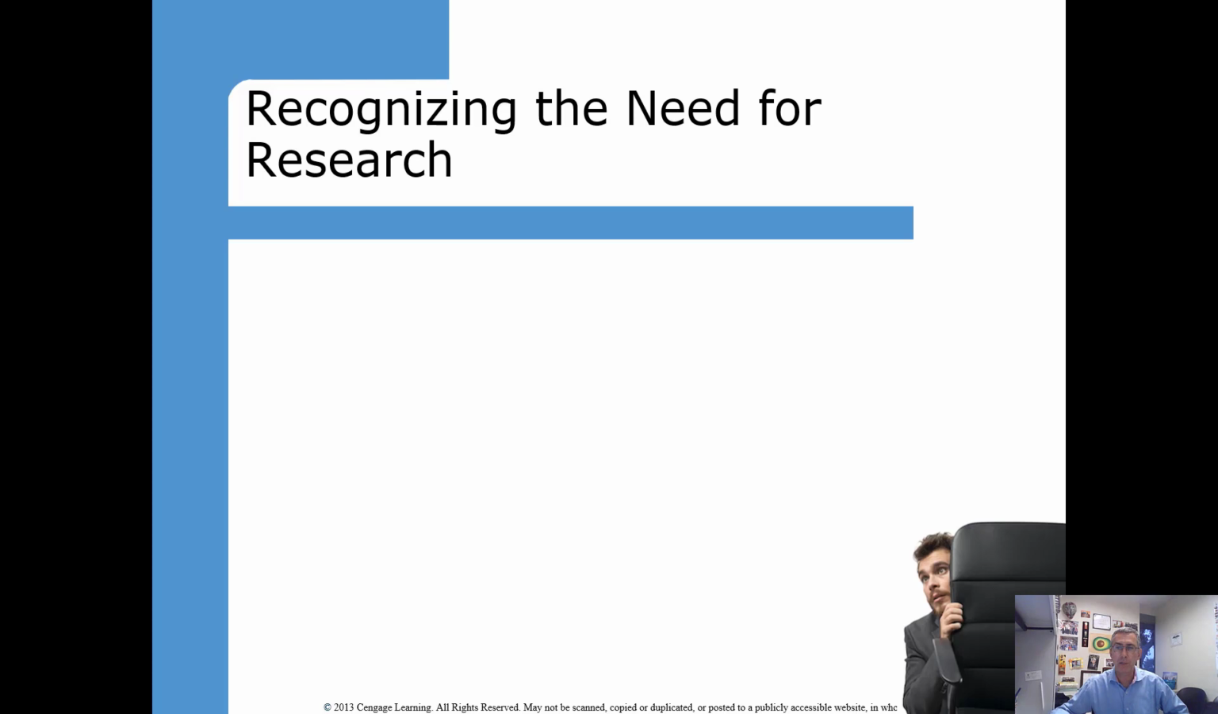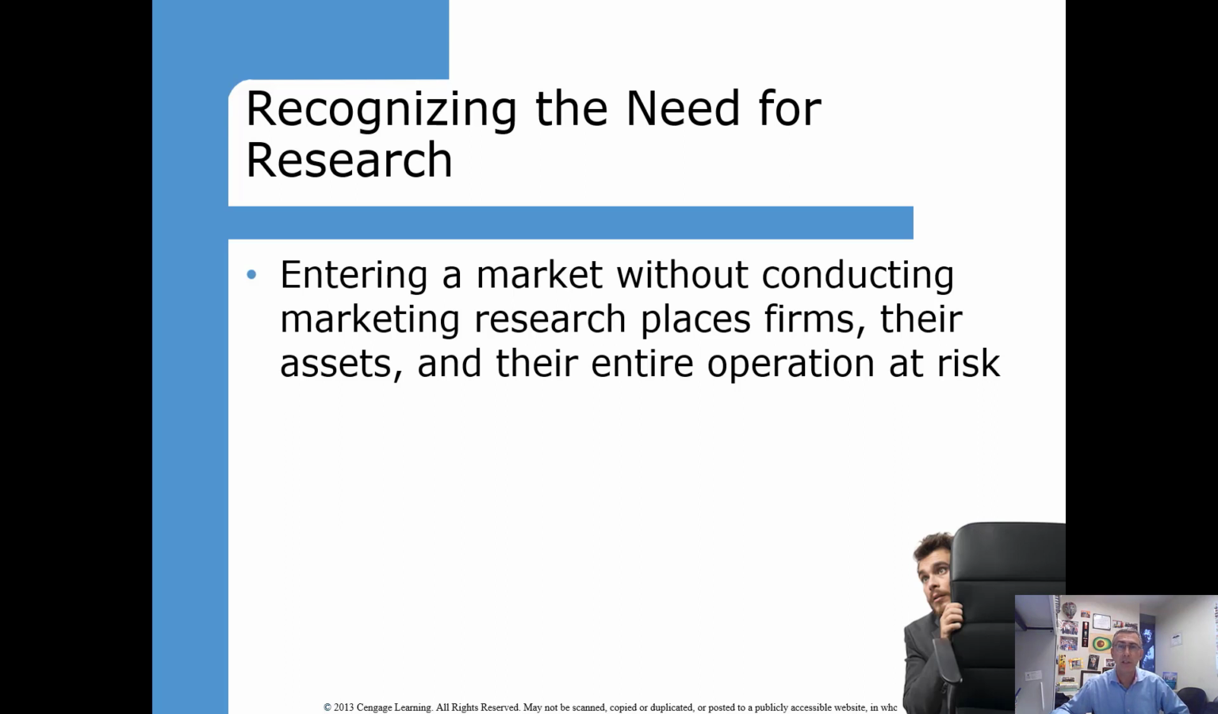Let's see. So, recognizing the need for research. You look at that picture here, there's a lot of fear, right? Why we do things. Sometimes we don't do things out of fear. Entering a market without conducting market research places firms, their assets, and their entire operation at risk. So you might ask yourself, why would you not want to do research?